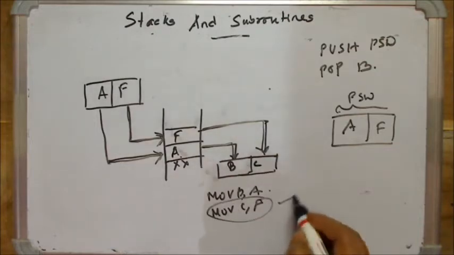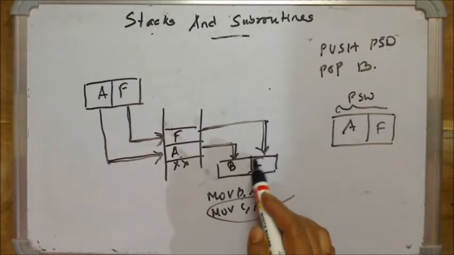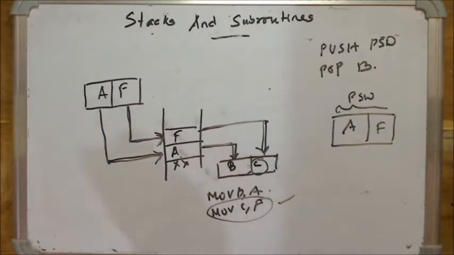Can you write it in the normal way? No. There is no other way in 8085 by which you can read the flag register. You are reading the flag register by this PSW. This is your only option.